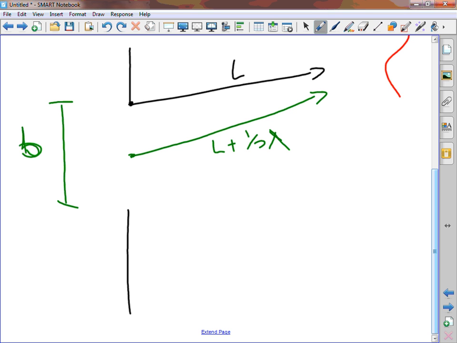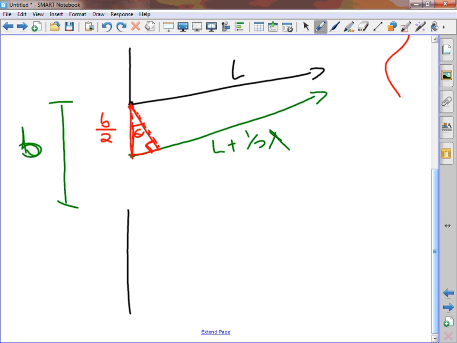Okay? Let me try to draw in a right triangle where there is my 90 degrees. So this is B over 2. The hypotenuse of that triangle would be B over 2. Everyone see that? Label this angle theta.